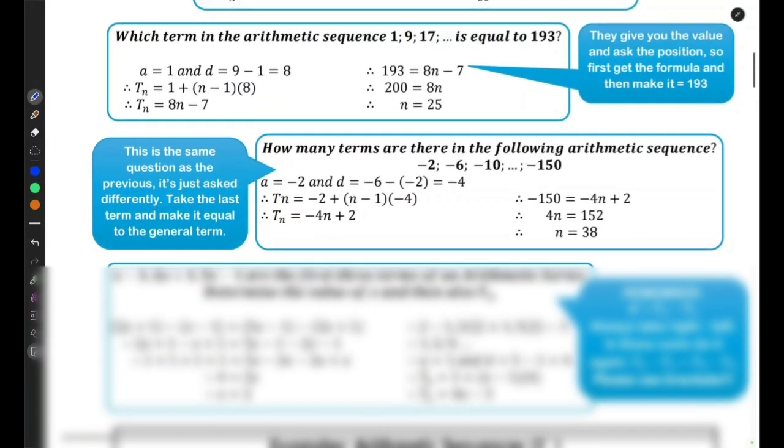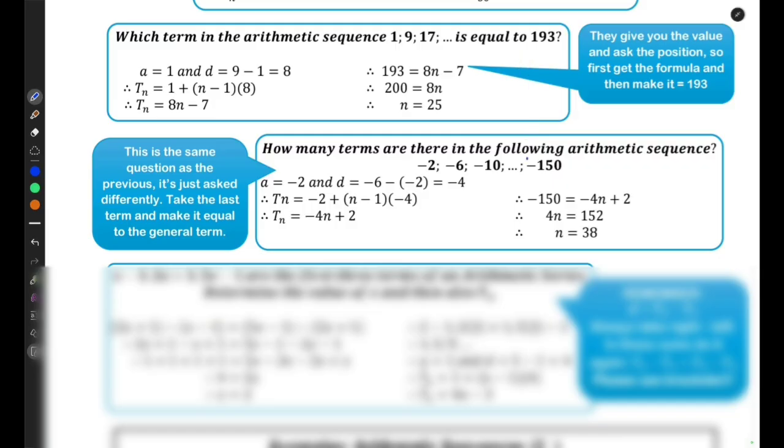With the next question, how many terms are there in the sequence? Okay, so whenever you have a sequence and you see dot, dot, dot, and then a number afterwards, then it means they're exactly the same as this question, where they just gave you a random value and said, what is the position of that value?